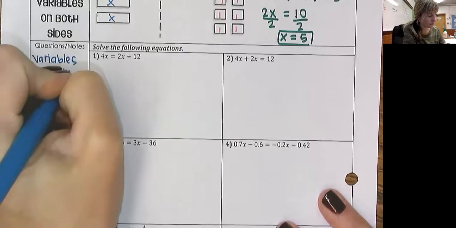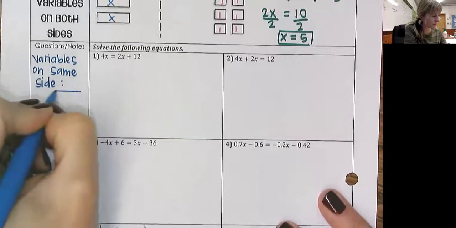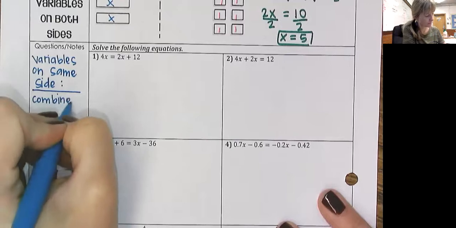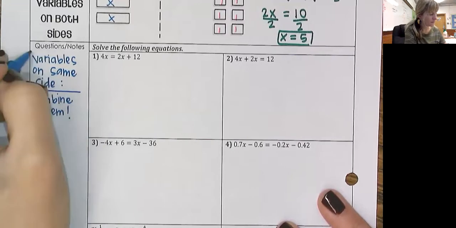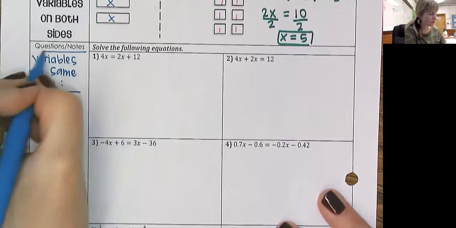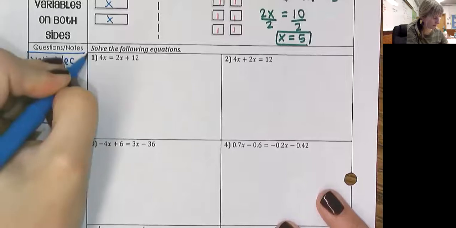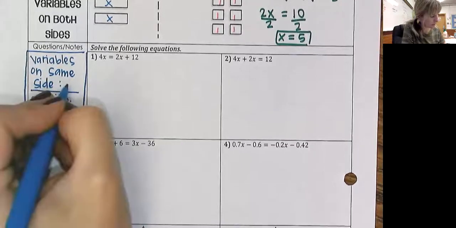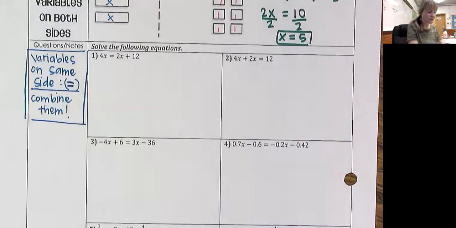If the variables are on the same side, you need to know that those can just be combined. If the variables are on the same side, then you are going to combine them. I'll put this in a box over here. If the variables are on the same side, and when I say same side, it's the same side of the equal sign, okay? If the variables are on the same side of the equal sign, you're just gonna combine them.